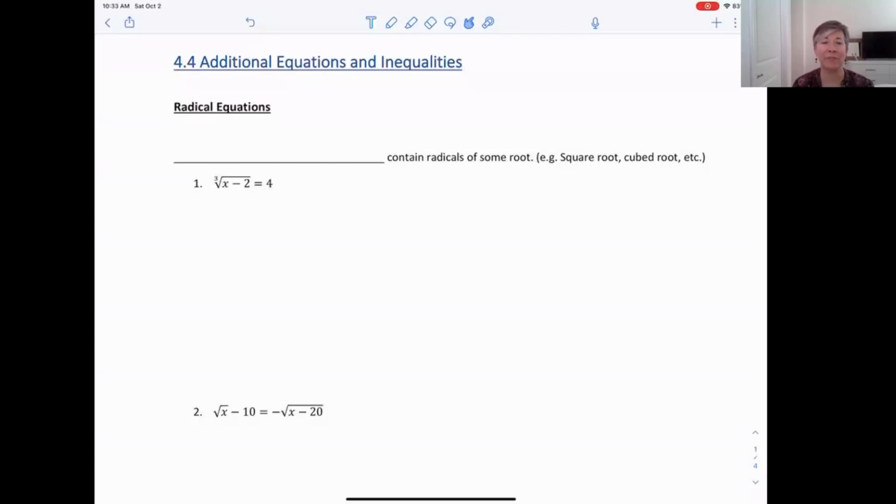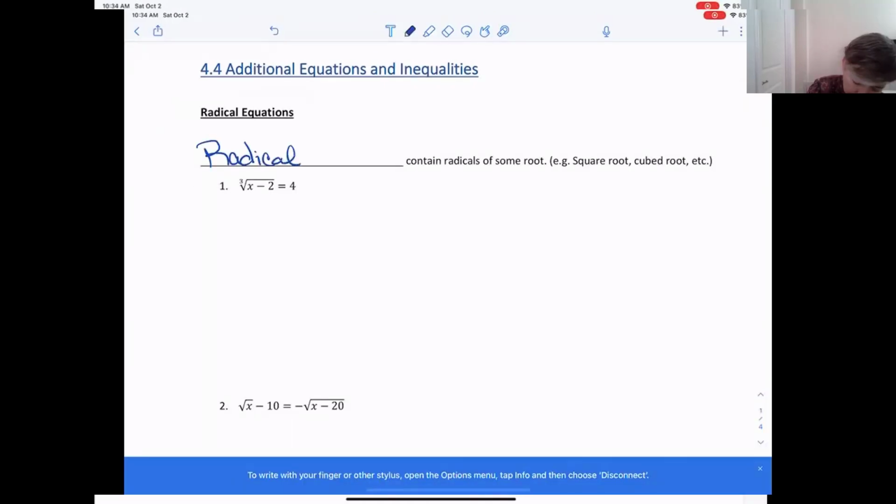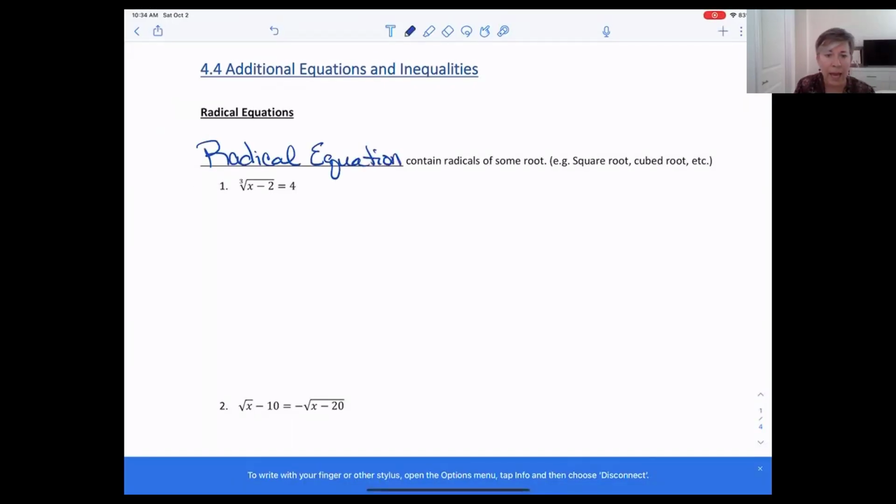Folks, we are now ready for section 4.4, additional equations and inequalities. And I'll just warn you, there's a whole bunch of different types in here, so we're just going to take them one by one. The first type that we're going to look at is called a radical equation. And a radical equation contains radicals of some root. It could be a squared root, a cubed root, etc.